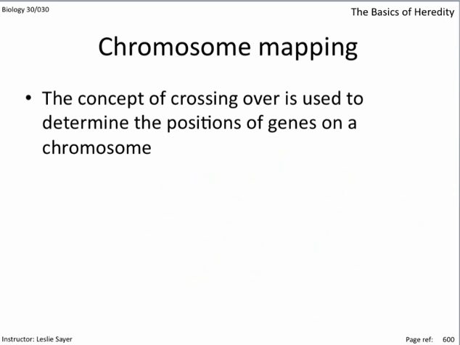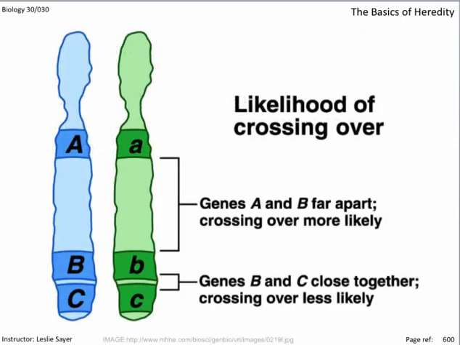Chromosome mapping. The concept of crossing over is used to determine the positions of genes on a chromosome. It works like this. The further apart the genes are from one another on the length of a chromosome, the more likely they will separate when crossing over occurs prior to formation of the gametes. The frequency of the recombinant gametes can be determined by analyzing the phenotypes of the offspring. The more frequently the recombinant phenotypes appear, the further apart are the genes. The recombinant phenotypes that appear less frequently mean the genes are not separated as often by crossing over.